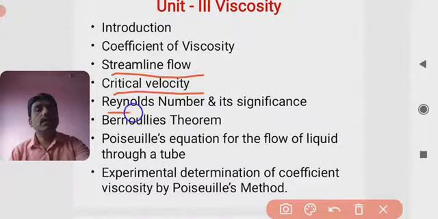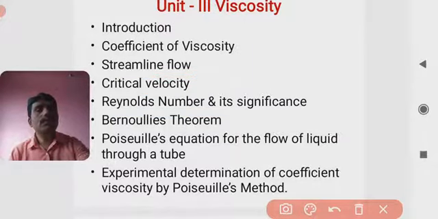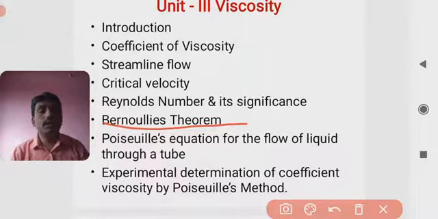Again, the Reynolds number and its significance, which is also related with our critical velocity, and related with one of the basic and very important laws, that is Bernoulli's theorem. That is how they are related with pressure energy, kinetic energy, and potential energy. That Bernoulli's theorem we will learn.